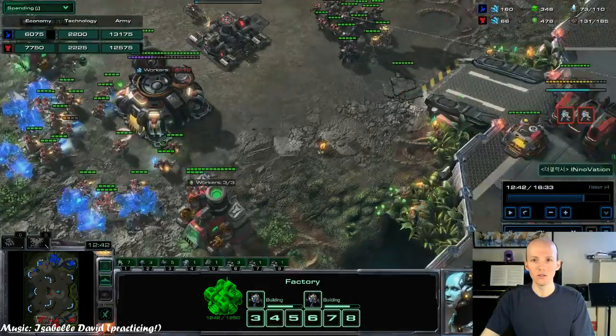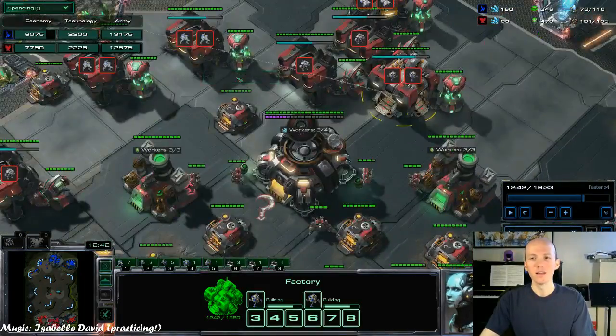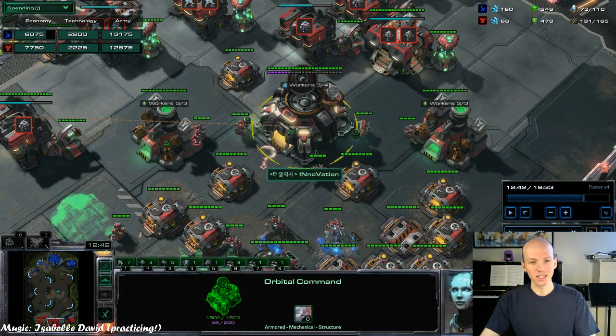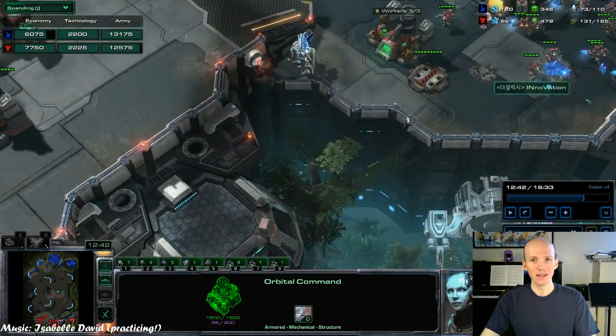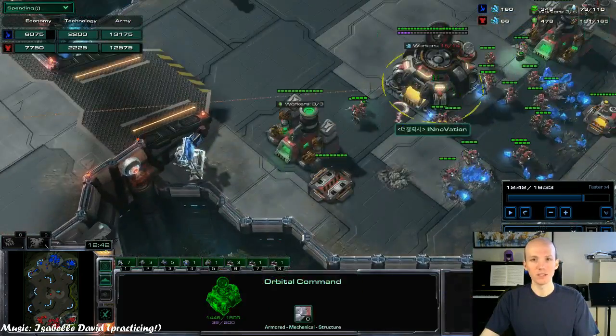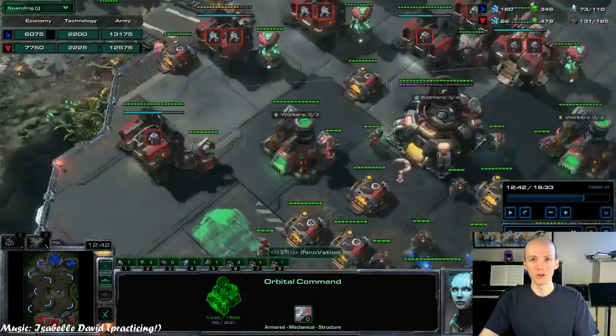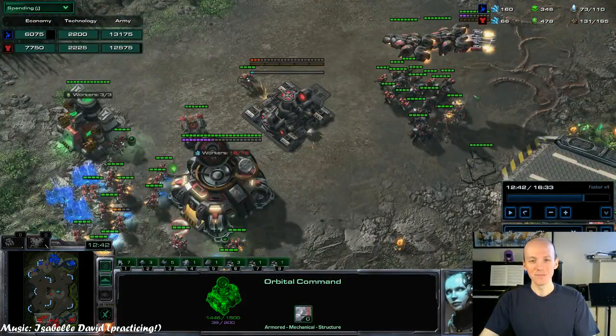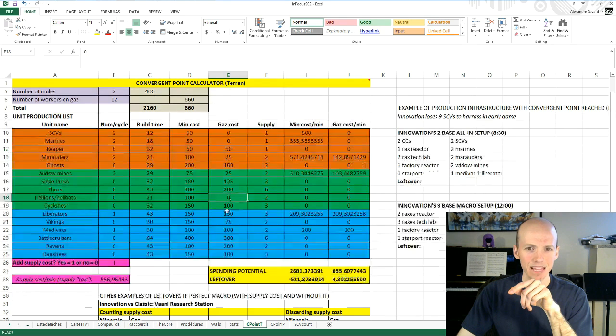Also, we're going to consider a full 3 base saturation, although it's not the case here. Innovation is more working with a 2.5 saturation because this base is almost mined out. This is Legacy of the Void for you. Yeah, let's input these numbers.